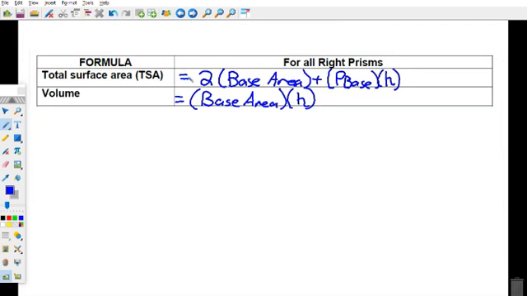So the total surface area is equal to 2 times my base area plus my perimeter of my base, as in my base shape we're working with, and then my height. So you see that my base area and my perimeter of my base relate to the same thing. So if it's a triangular prism, what do you think my base is going to be? My base is a triangle, because it's a triangular prism.